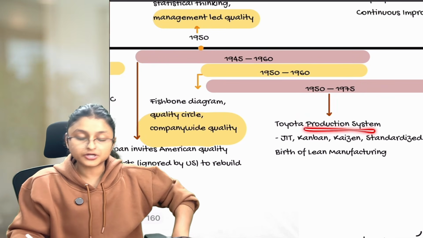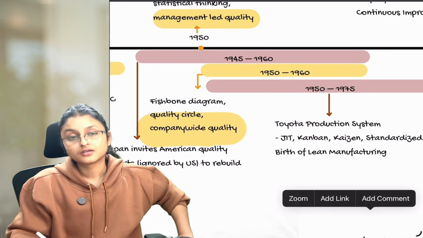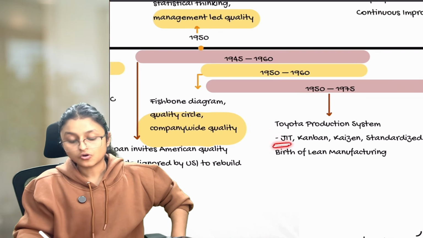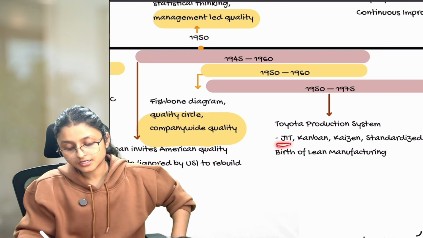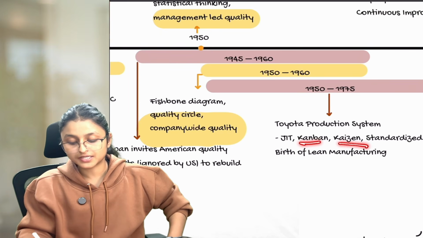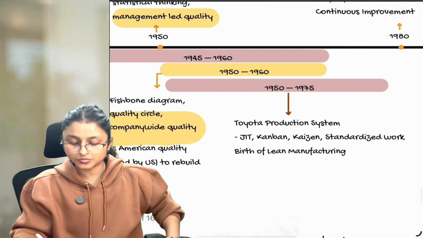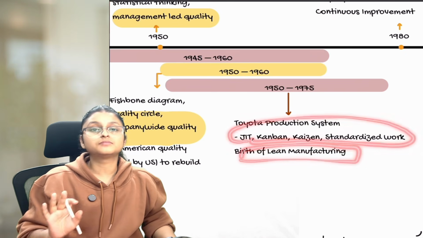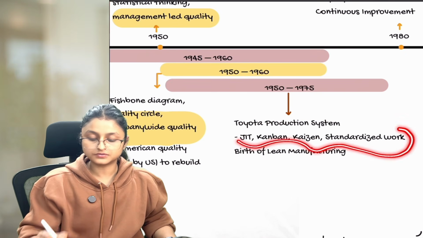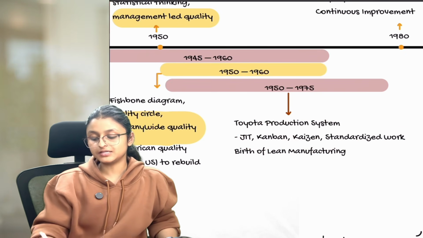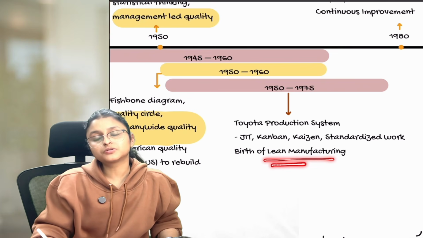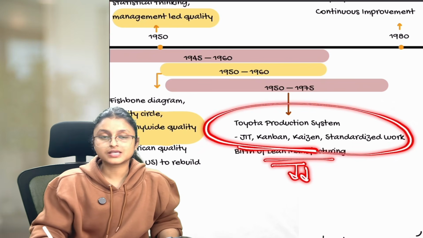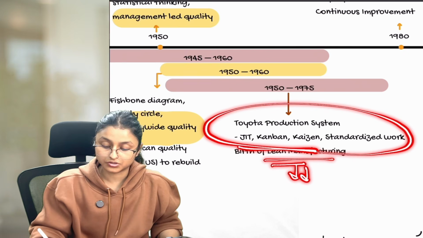Then came the Toyota production system, which tried to reduce the waste, right? So for that, or the cost, they introduced just-in-time, Kanban, Kaizen, standardized work, the birth of lean manufacturing. All of these are known as lean manufacturing. Together, all of these techniques mainly make lean manufacturing, because what is the purpose of lean manufacturing? To reduce the waste, and all of these techniques help us to reduce the waste, to reduce the cost.